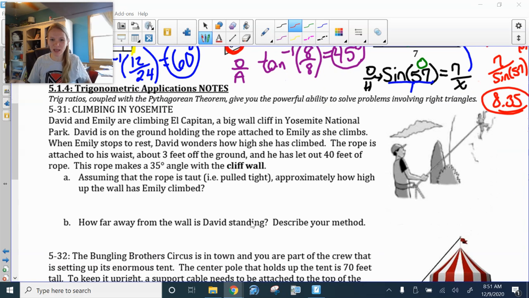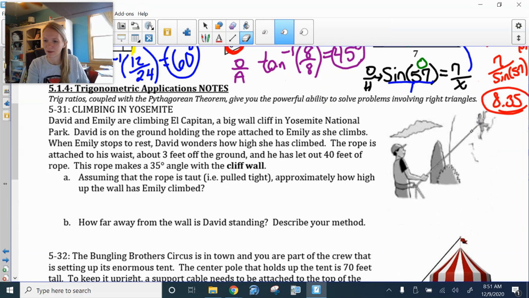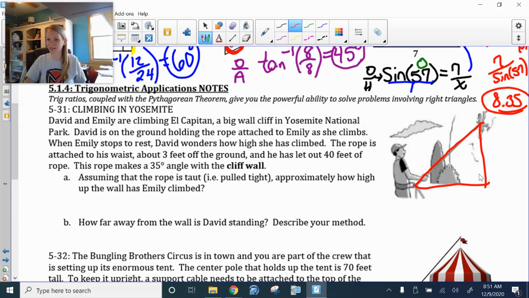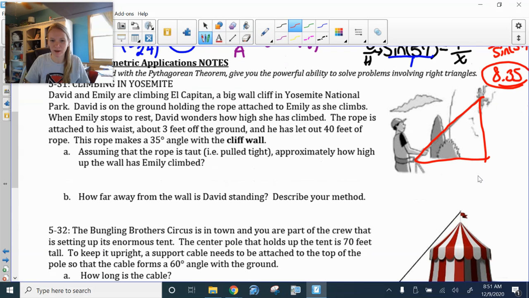So, climbing in Yosemite: David and Emily are climbing El Capitan, a big wall cliff in Yosemite National Park. David is on the ground. Here we can see David on the ground holding the rope attached to Emily as she climbs. Here's Emily up here climbing the cliff. And we can see the rope forming a triangle. We're going to use that to help us figure out our problem.